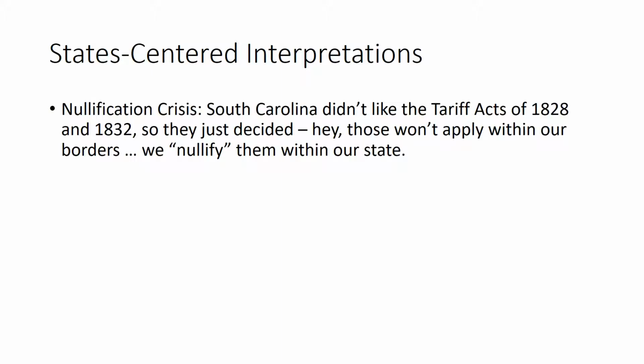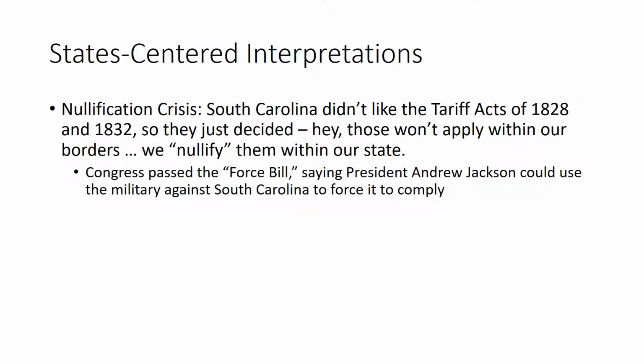State-centered interpretations. First, the nullification crisis. As with most national crises in the 1800s, South Carolina was right there in the middle of it. South Carolina didn't like the Tariff Acts of 1828 and 1832. Our cotton-based economy, we did not want tariffs. The whole world was buying our cotton, and tariffs would just cause people to retaliate, whereas the North wanted tariffs to protect their industries, which were weaker than our cotton industry. So the South said, oh, no. You know what? I don't care if you pass that or not. We're going to nullify it within our borders. It just won't apply here.